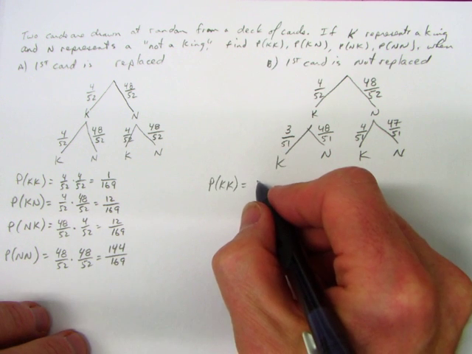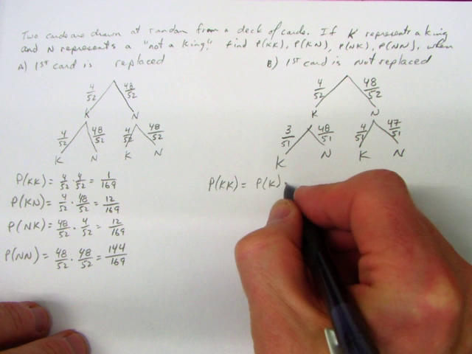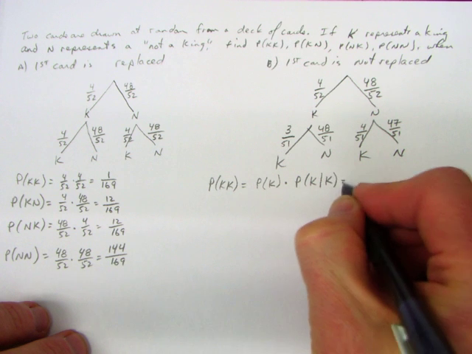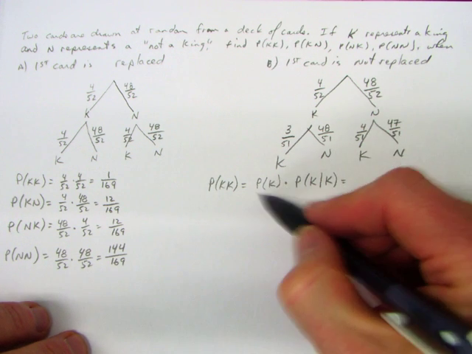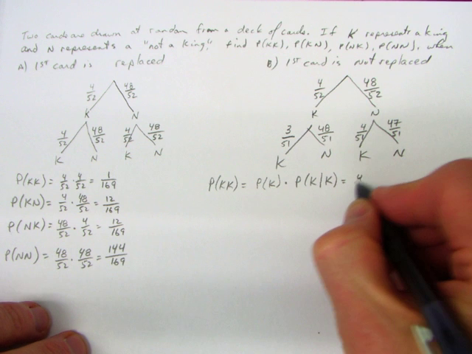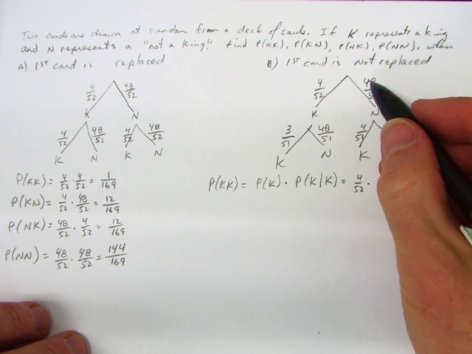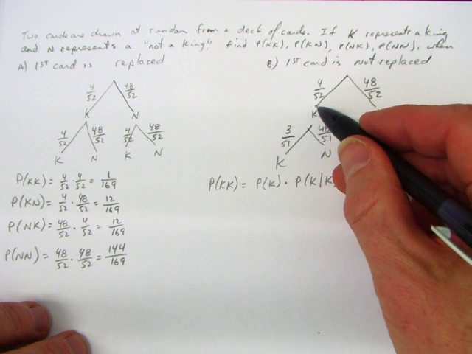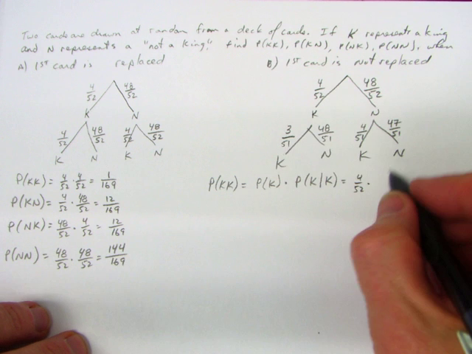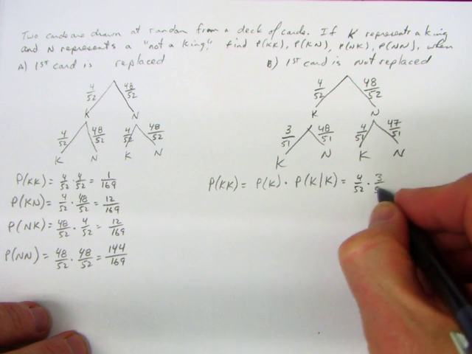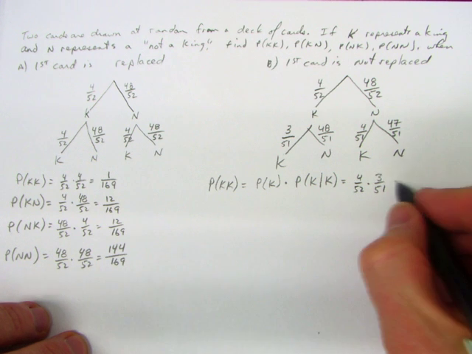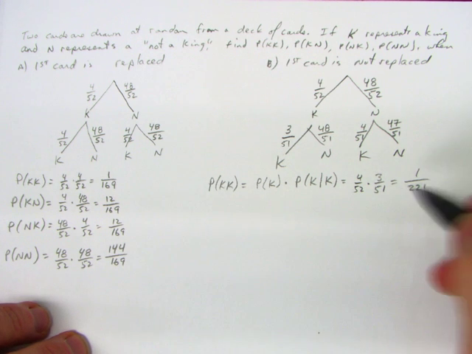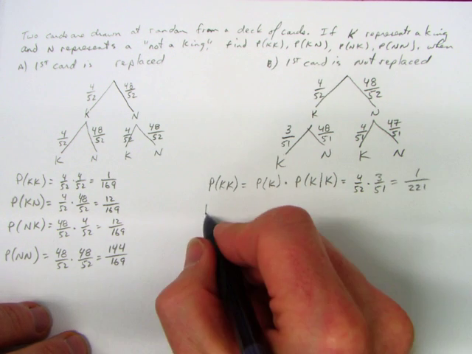So when we're setting this one up, I'm going to show you the conditional probability on that. P(KK) would be the probability of K times the probability of drawing a king given that the first card was a king. So probability of a king is the first part, 4 out of 52, times the probability of drawing a king given that the first card's a king. So here's the first card, a king. We draw the second one, and we get 3 out of 51. And when you multiply those out, you get 1 over 221. That's 1 over 13 times 1 over 17.